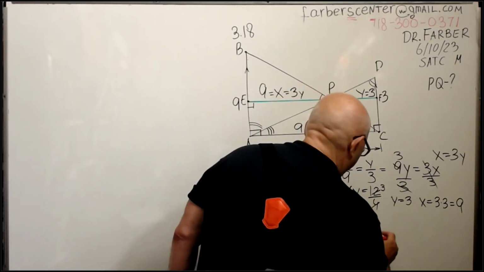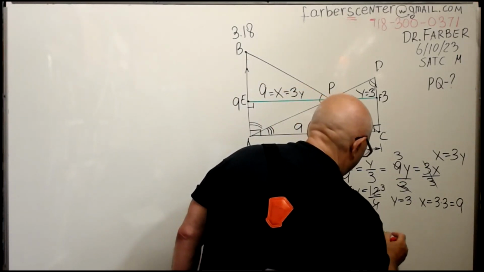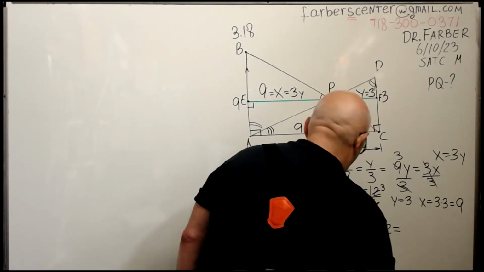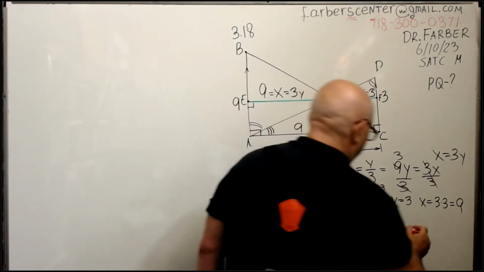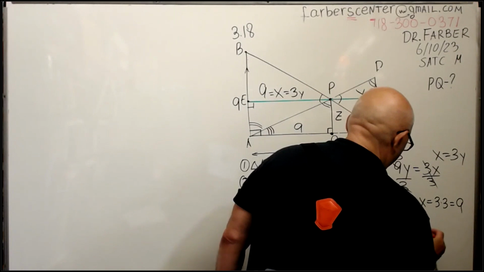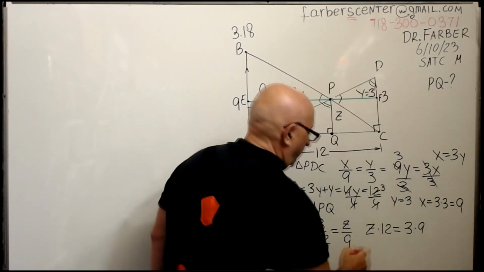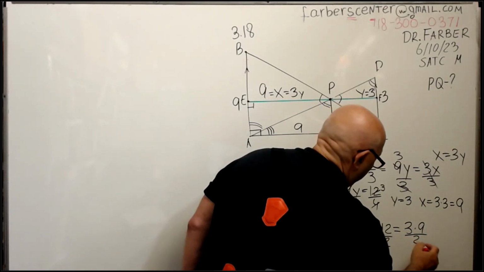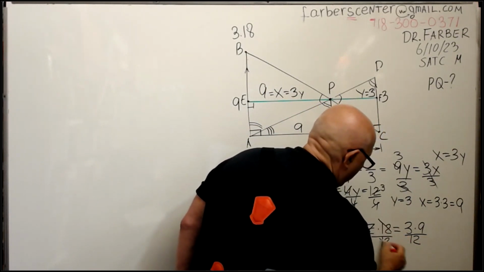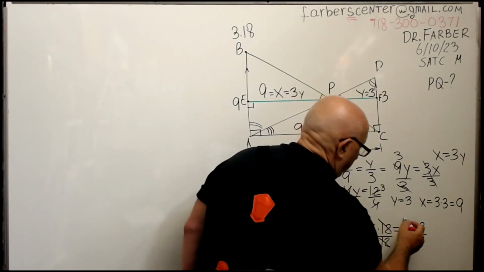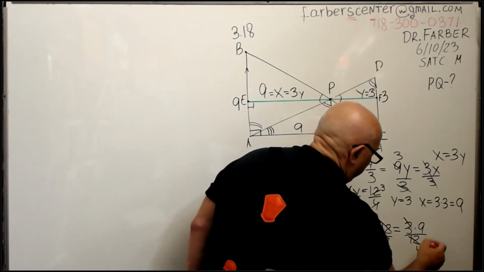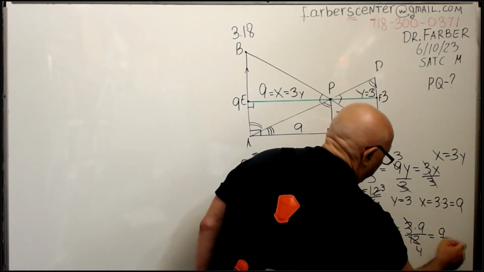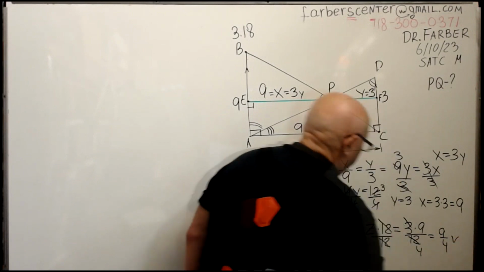Z times 12 equals 3 times 9. If I divide both parts by 12, three goes into 12 four times, you get 9 over 4. And the answer is 9 over 4.